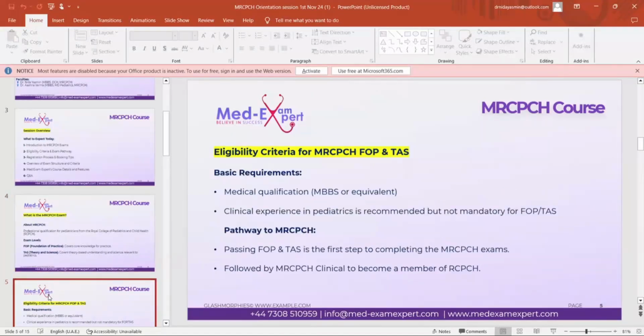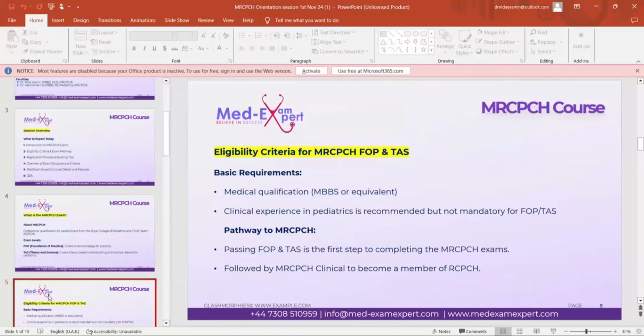Now, the eligibility criteria for MRCPCH FOP, as we say in short, that is foundation of practice, and TAS, that is theory and science. Even if you have just passed your MBBS exam or just have your degree, you can apply for it. If you have some clinical experience, it will help you, especially for TAS and FOP. But if not, then it's okay also.